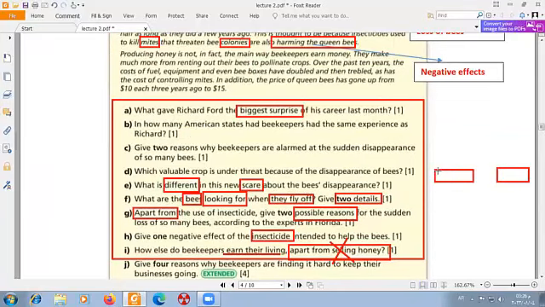The answer is clear in the text, but sometimes tricky. So please try not to be fooled by the answers in the text. Okay.